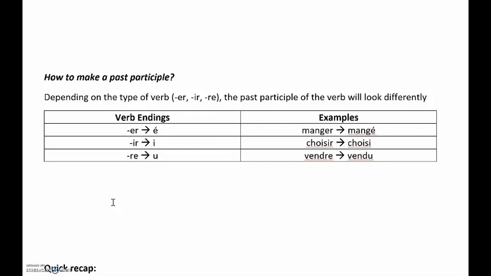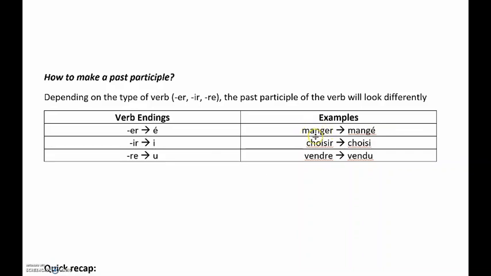Now, to make a past participle of a verb, it really just depends on the type of verb that you're dealing with. So what type of verb? ER, IR, or RE, okay? So if I have an ER verb, it'll change to E with an accent. So as you can see here, the verb manger is an ER verb, and it changed to mangé with an E with an accent in its past participle form.